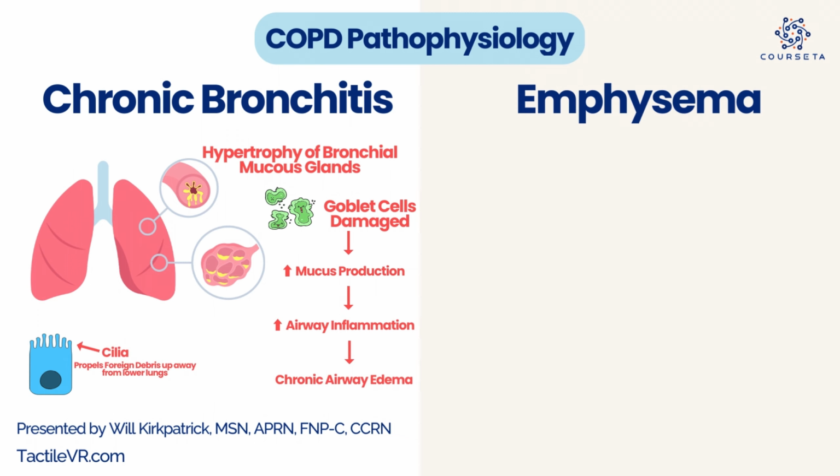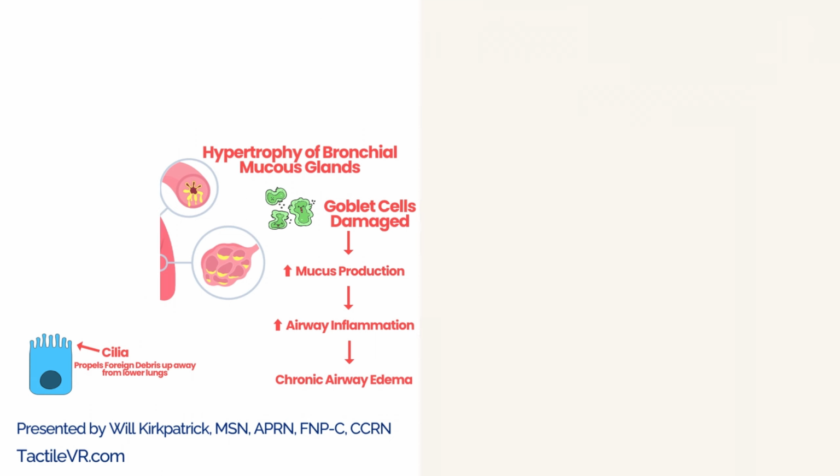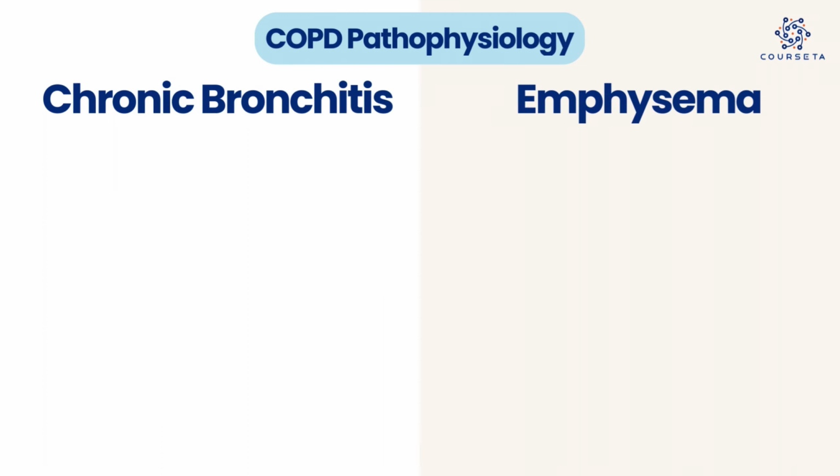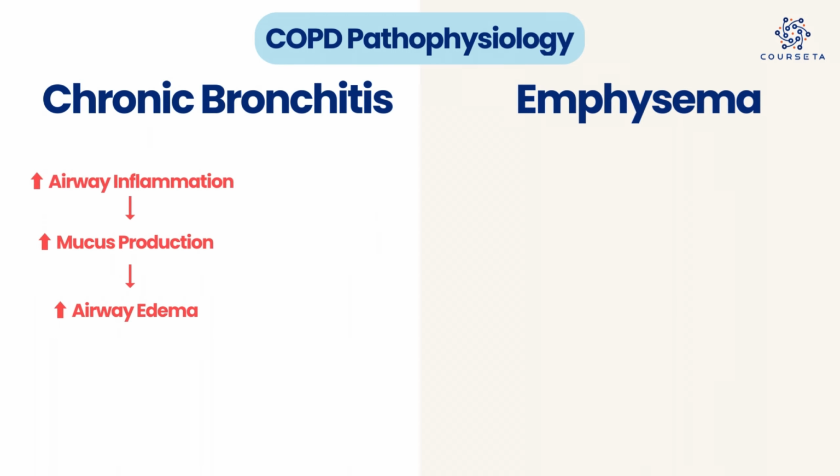And what is the function of cilia? It propels bacteria away from the lungs, so it goes back up into our upper respiratory tract to keep it away from our alveoli. So what does this triad of issues do inside chronic bronchitis? Well, we have inflammation, and then we have mucus production, and then we have edema. What does that do to the airway? It narrows the airway.